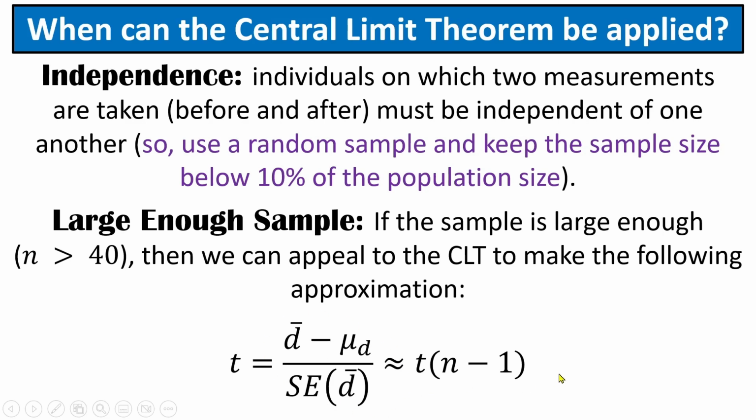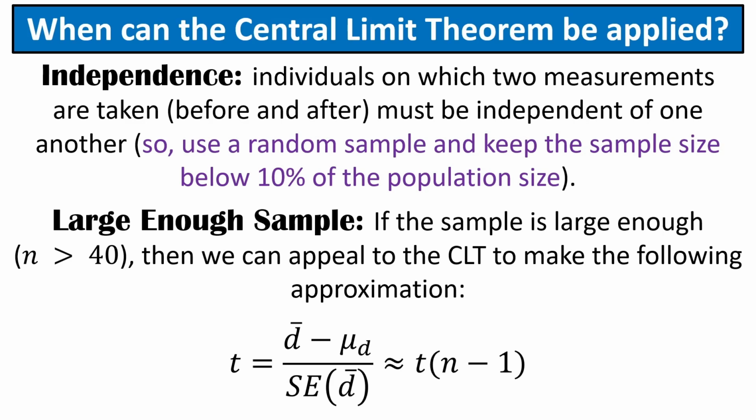But if the underlying distribution of measurements, in this case those differences, was heavily skewed, then a sample size of 10 or 15 wouldn't be enough. We would need something bigger than 15 in order to appeal to the central limit theorem. And if it's really heavily skewed, it has to be bigger than 40. So just keep in mind that as long as the sample size is bigger than 40, you don't need to worry too much.